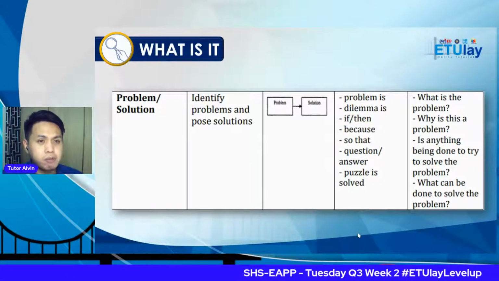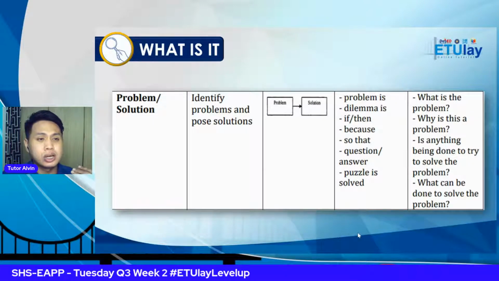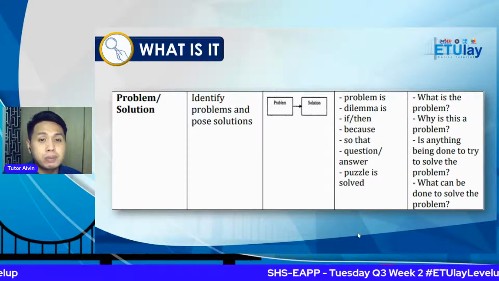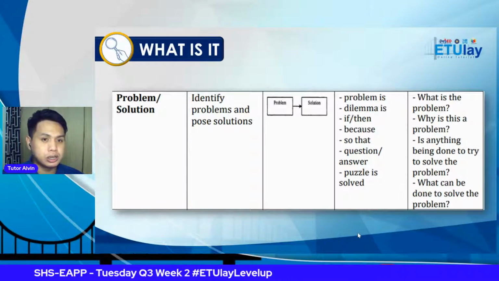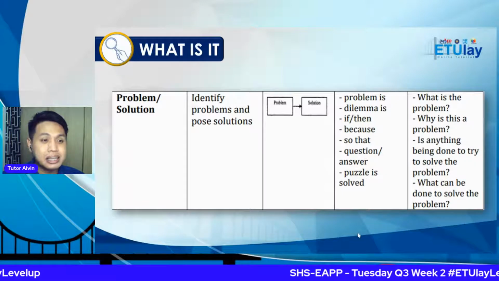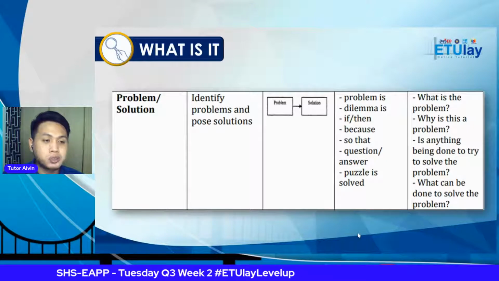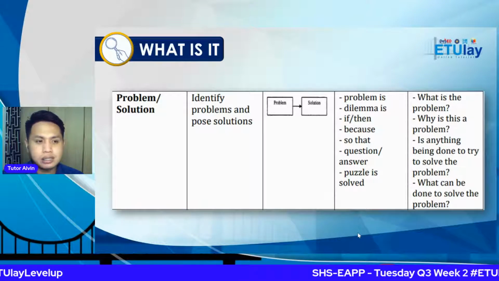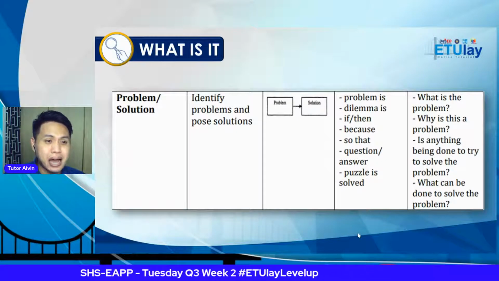And when you pose solutions to this problem, basically the text or article falls under the category of problem solution text structure. So what are the keywords or the signal words? We have the problem is, the dilemma is, if and then, also because, so that, question and answer, and puzzle is solved. And the guide question here is, just identify, what is the problem? Identify the problem.